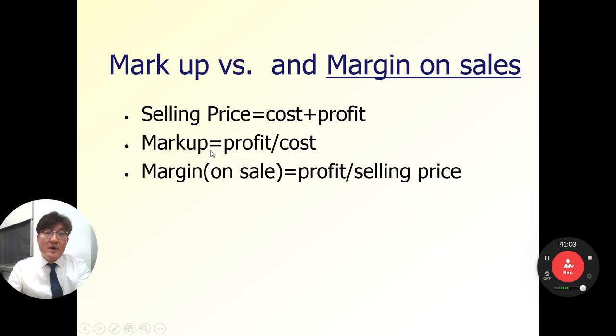Okay, so when we say that markup is 20%, then that 20% is out of the cost. When margin is 20%, that 20% is out of the final selling price. You see the difference? I'm going to give you some examples to help you understand this a little bit better.